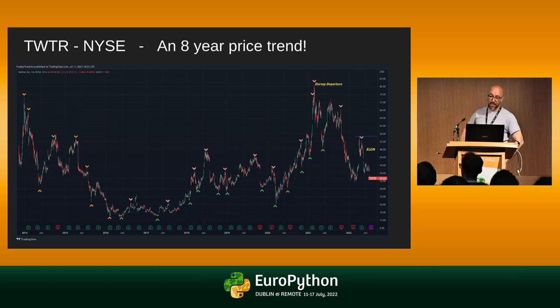Like I said, this is Twitter. 8-year price trend. IPO at $44. Currently, I think it's at $32 today, but it's around 33. It was 33 yesterday. Dorsey's departure, curiously at the top. Elon's activity, curiously near the low. What this tells you is the price transaction history for Twitter.